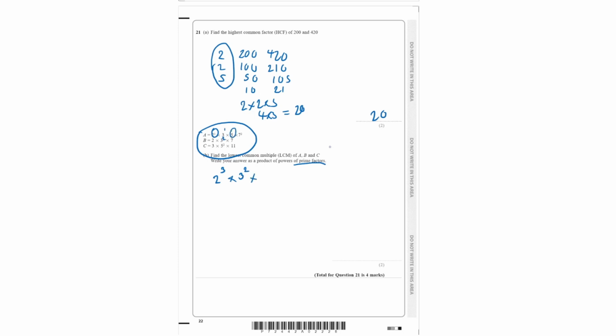Then we have 5, and 5 to the power of 2 is greater. Then we have 7 and 7 to the power of 2, and 7 to the power of 2 is greater. And we simply write 11 since it's the only one there. So we have to put this answer here, 2 to the power of 3 times 3 to the power of 2 times 5 to the power of 2 times 7 to the power of 2 times 11. The reason we don't outright multiply this is because it's asking to give our answer as a product of powers of prime numbers, so it's simply asking for the equation.